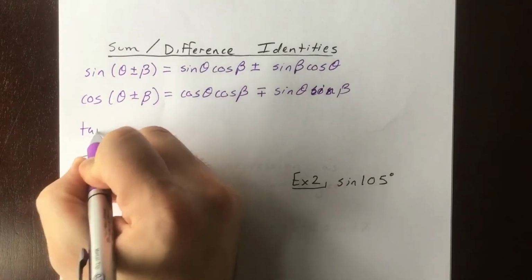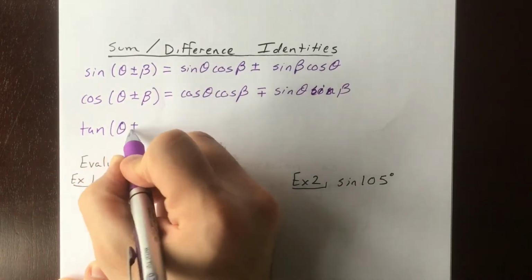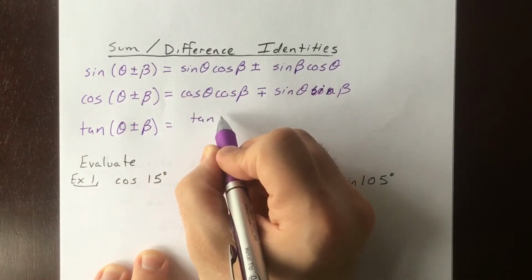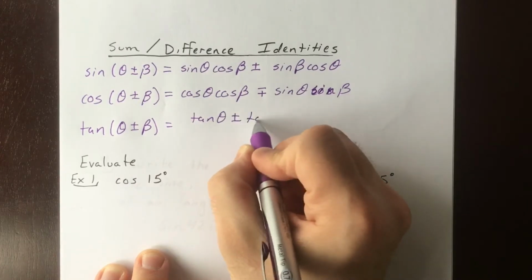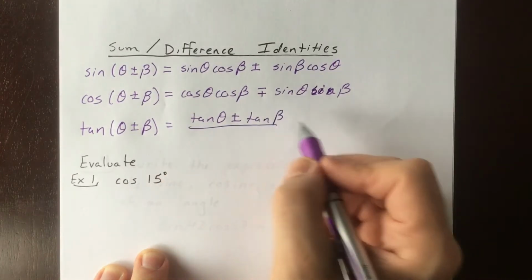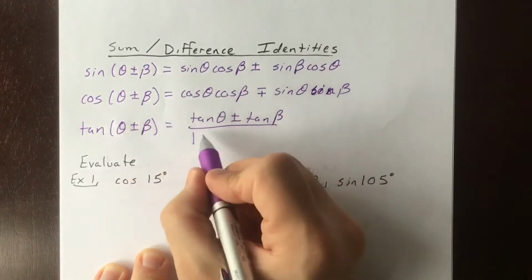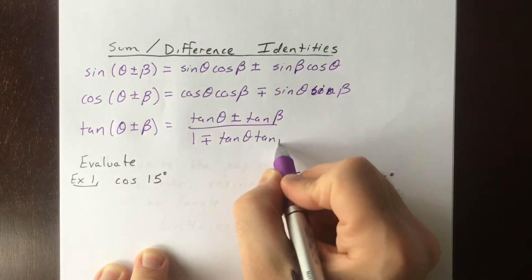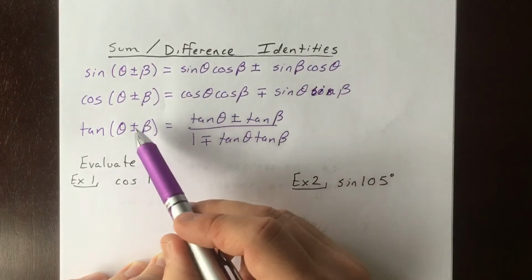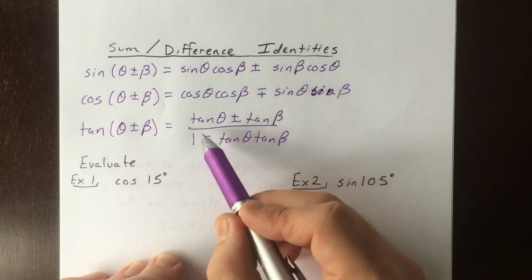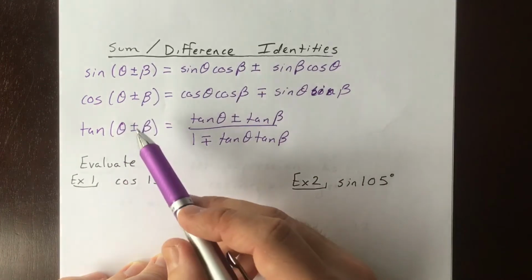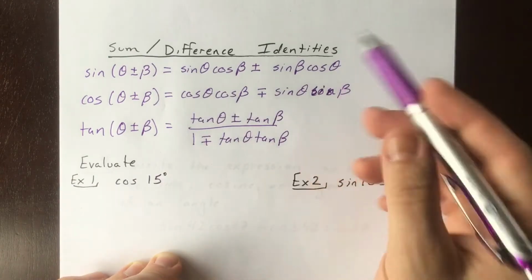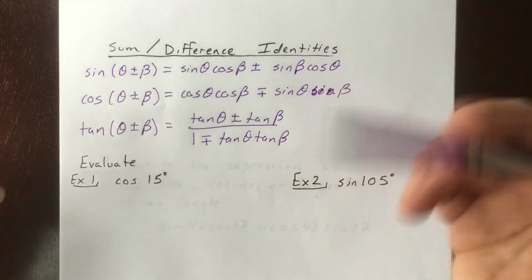And then our tangent identity. The tangent of the sum and difference of two angles will equal tangent of the first plus or minus tangent of the second, divided by 1, here the sign switches, tangent of the first multiplied by tangent of the second. So a couple of things. If I'm adding the two angles, we're adding the top but subtracting the bottom. And the reverse could be said if I'm subtracting two angles within tangent, that we're subtracting on top but then adding in the denominator. So these will be the identities that we'll be focusing on in this lesson.